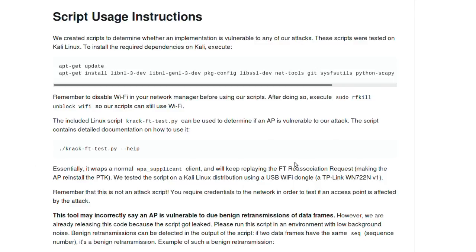Also note that this tool may incorrectly say that an AP is vulnerable just due to benign retransmissions of data frames, but they're releasing it anyway, so there may be some false positives out there. That would be a good time to then go and make sure you check your firmware versions, look for patched versions, etc. But hopefully this can help. See the show notes for the link. Okay, well, thank you very much, Jonathan. If anyone else has any tools, maybe they've been using some existing tools, their favorite tools to test their APs for compliance, do let us know.